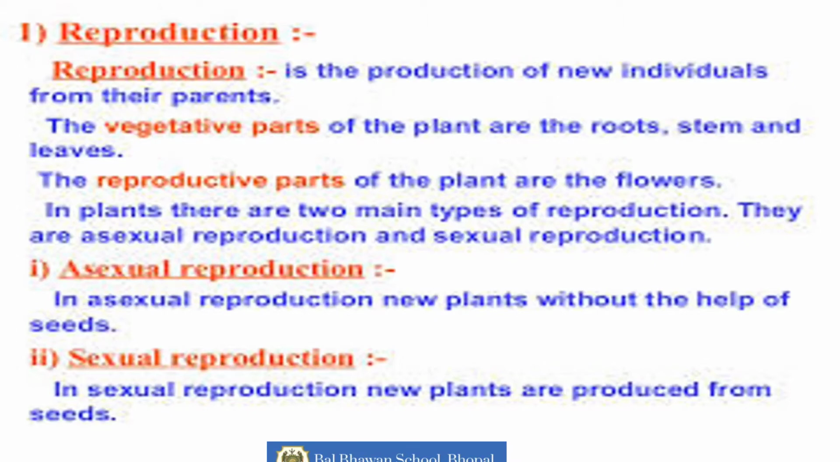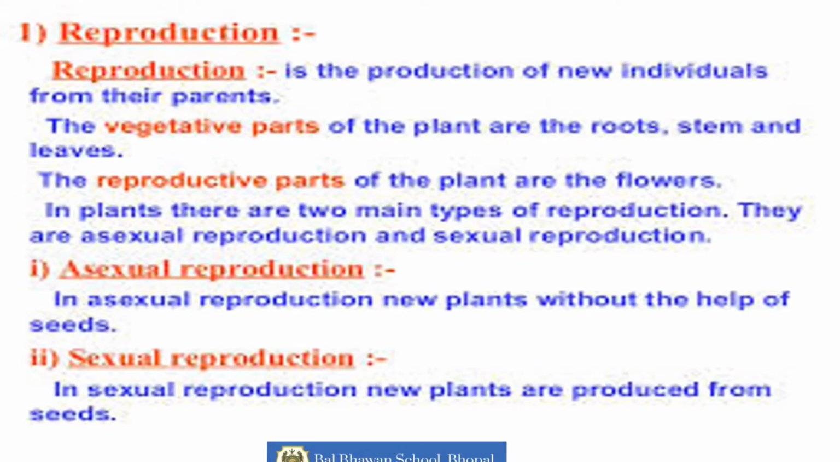Now, in the case of plants, there are two main types of reproduction. They are asexual reproduction and sexual reproduction. Now, children, you already know that the vegetative parts of the plant are those parts which help in the growth of the plant, and they include roots, stem, and leaves. Whereas when we talk about the reproductive part, they are the flowers, and they help in reproduction.